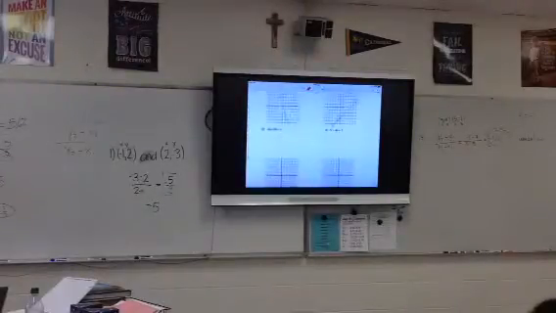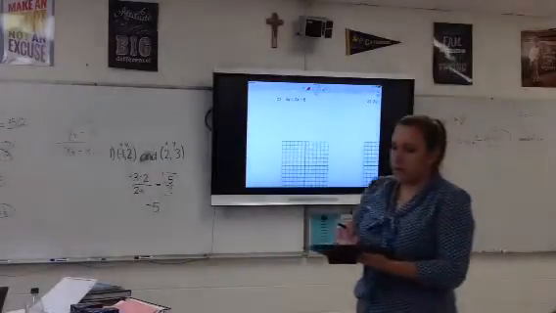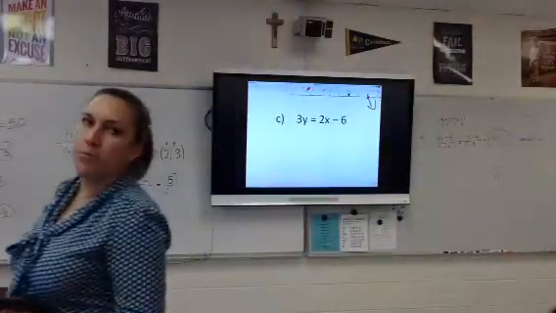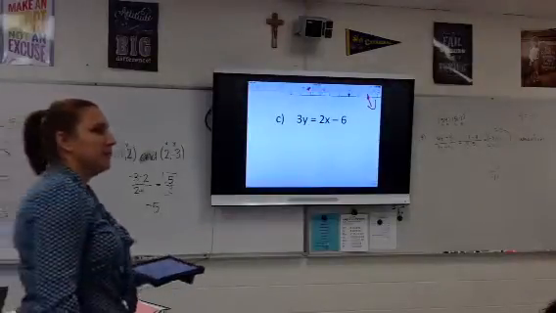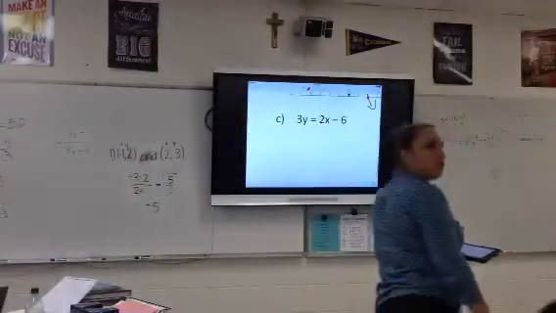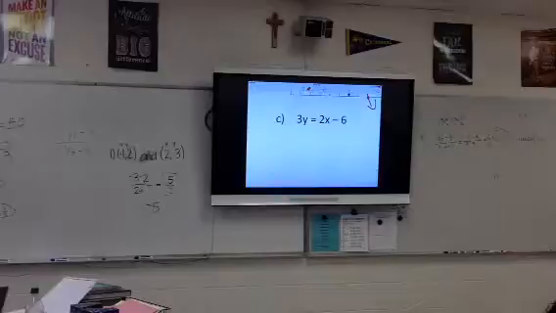All right, so let's look at C here. Now C, we have a problem. What's our problem with our equation? There's a 3 in front of the y. How do you think we fix that? Divide. Good, divide by 3.